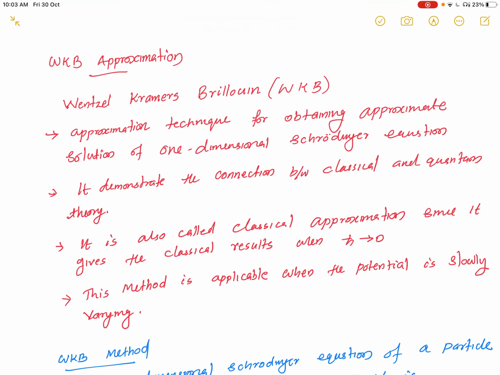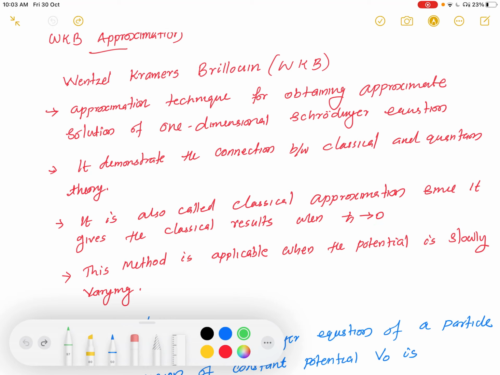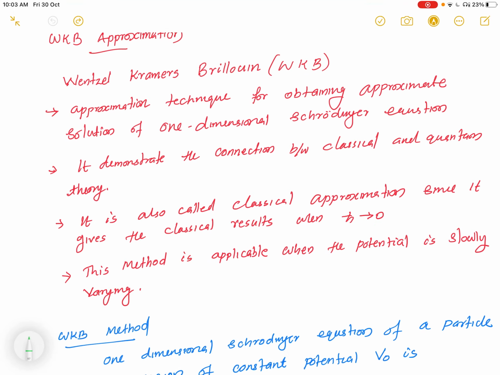Why is it a classical approximation? It gives the classical result when h cut tends to 0. In that way, this method is applicable when the potential is slowly varying. It's a very important point here: the WKB approximation is applicable only for a slowly varying potential.